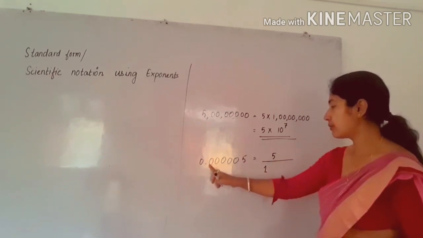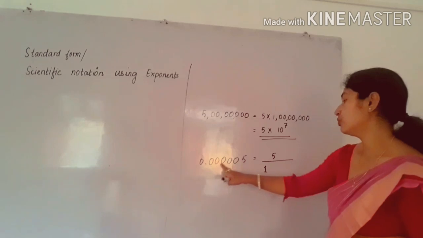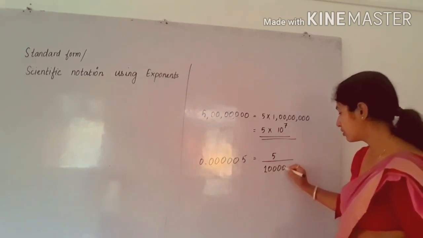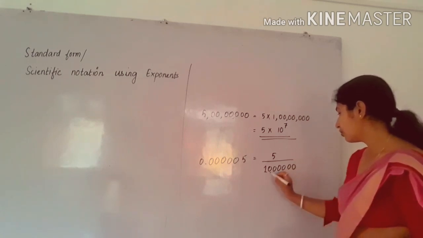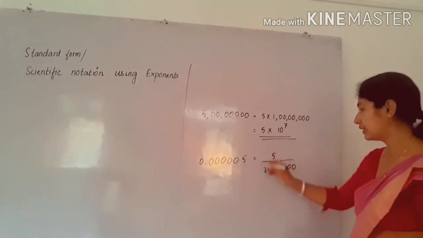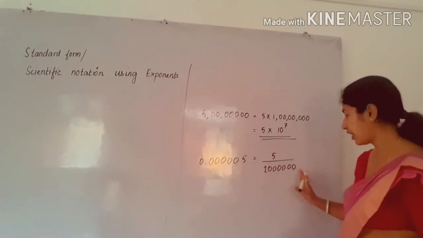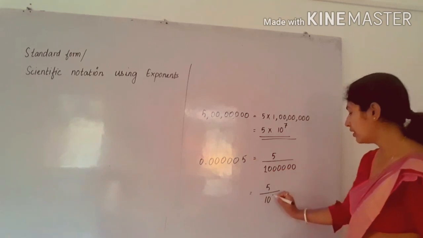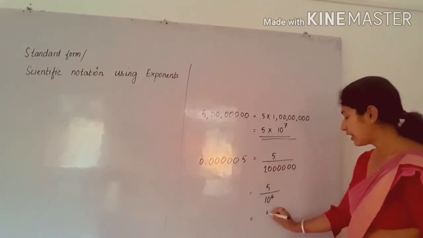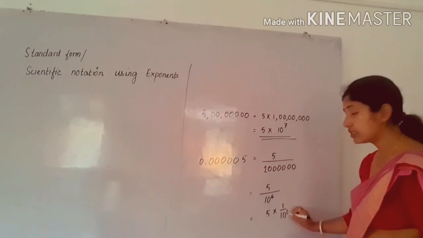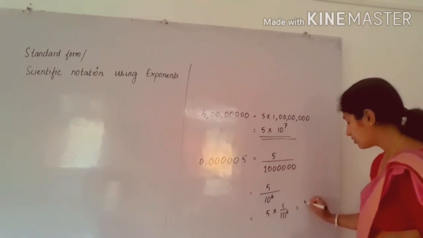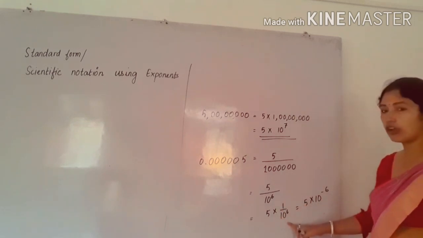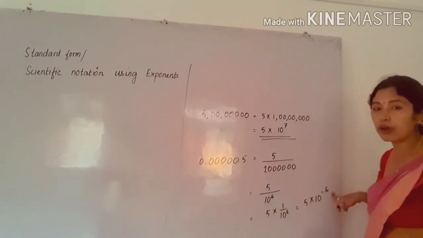After the decimal we have a total of 1 2 3 4 5 6, 6 digits, so we can write 6 zeros after 1. Like this we can express this decimal number as a fraction. This denominator we can write in exponent form as 10 to the power 6. Again we can write 5 into 1 by 10 to the power 6. So we can also write 5 into 10 to the power minus 6, which is the reciprocal of 10 to the power 6, that is 10 to the power minus 6.